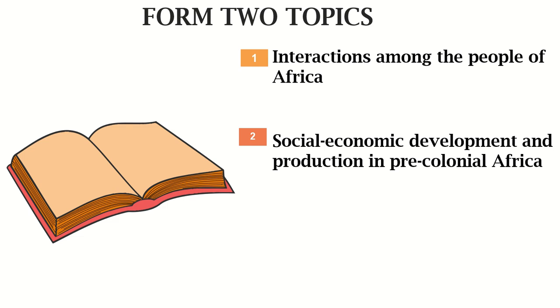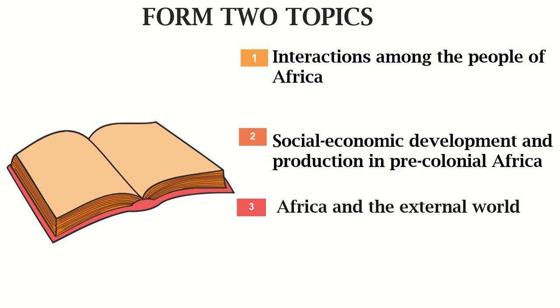Topic number 2 is social economic development and the production in pre-colonial Africa. How the economy of Africa was in pre-colonial times, before the coming of Europeans. In this topic, you learn things called communalism, slavery, and feudalism as modes of production covered in pre-colonial Africa.